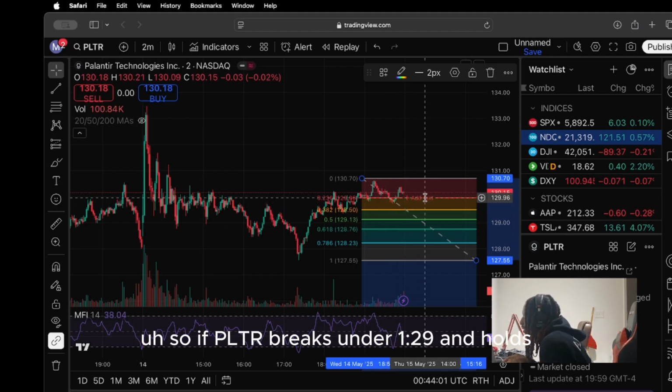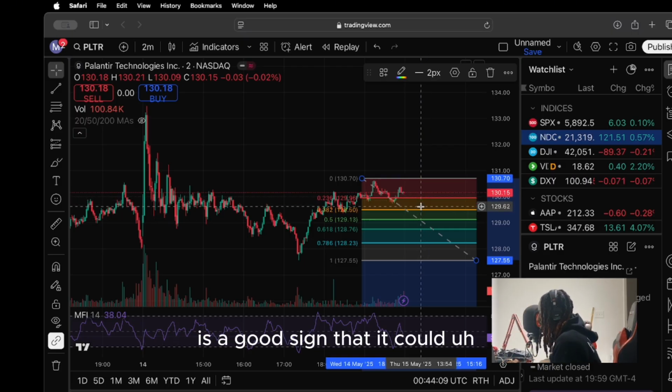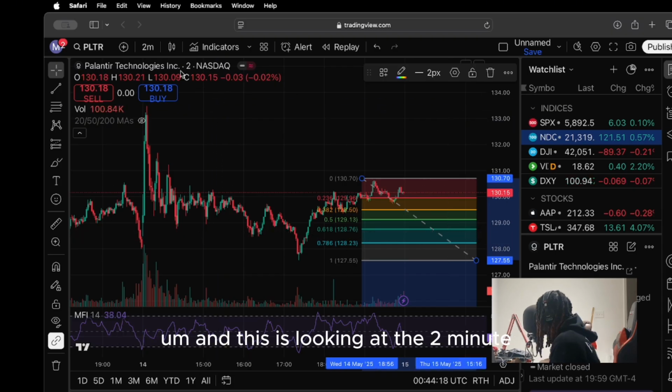So if PLTR breaks under 129 and holds by the end of the week, for the next couple of weeks, it's a good sign that it could retrace back to previous levels that it was at. And this is looking at the 2-minute.